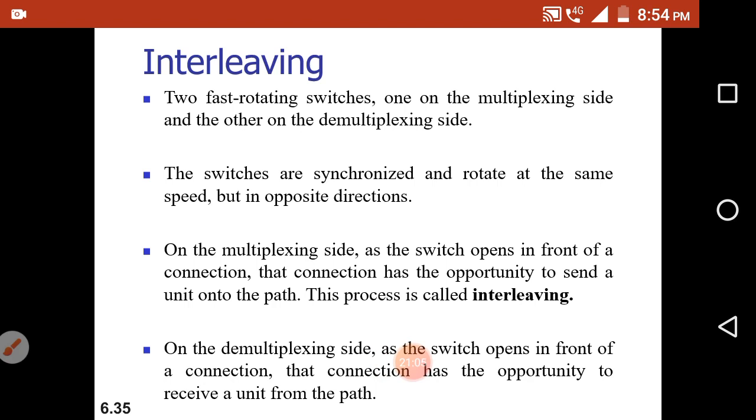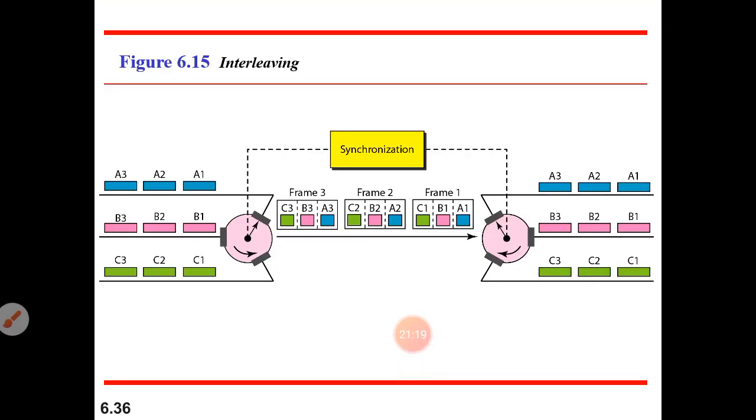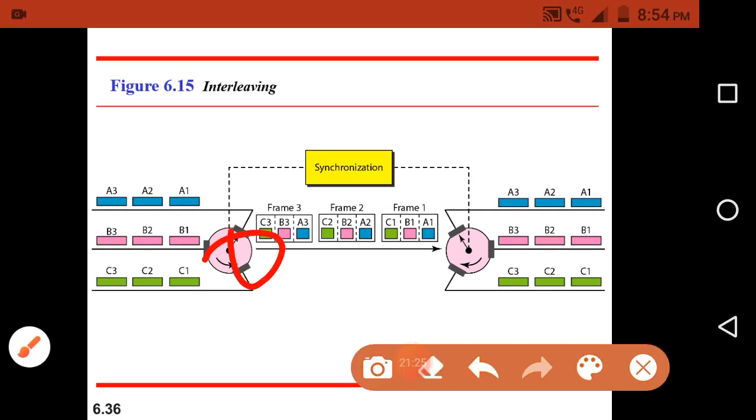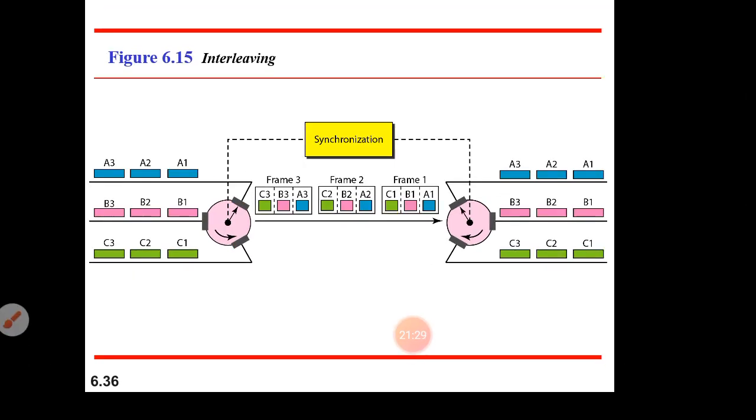So next we'll discuss the interleaving in synchronous time division multiplexing. In interleaving, the first point is that there are two fast rotating switches, one on the multiplexing side and the other on the demultiplexing side. So we have to use two rotating switches here.